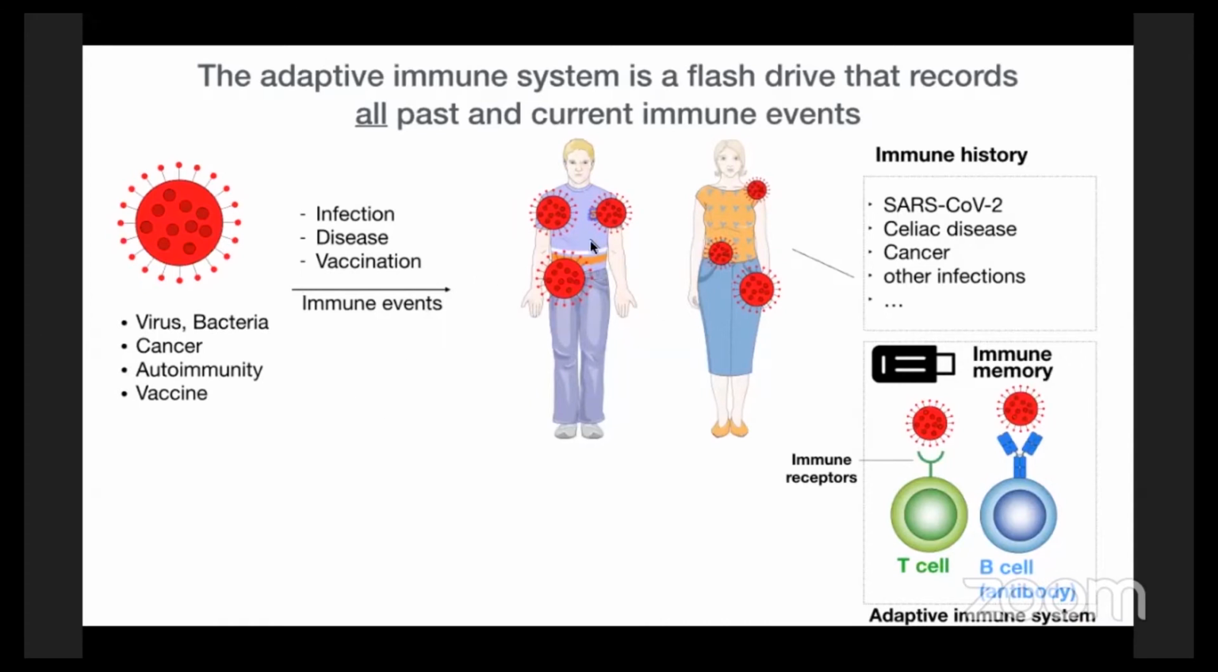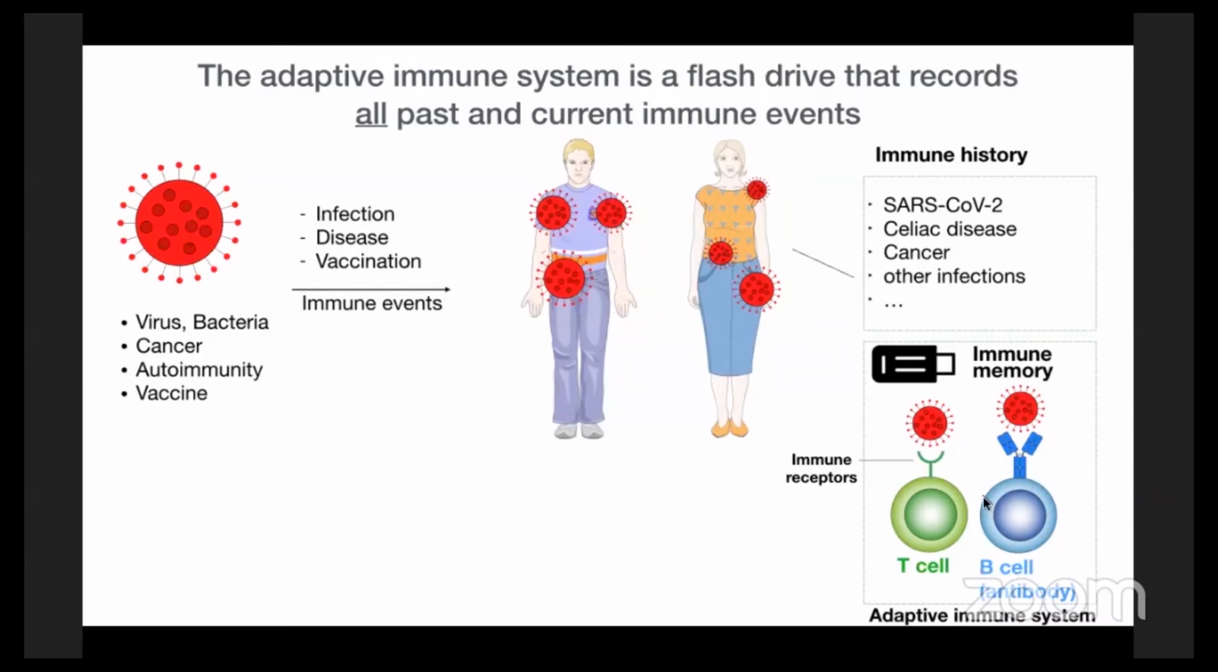So any one of us who encounters immune events over our lifetime, for example, infections, disease, and vaccination, all of these immune events, which is how I'm going to call them now, are encoded actually into our adaptive immune system as immune memory. And this immune history is specifically encoded in the immune receptors that are membrane bound to the T cells and B cells. And those receptors on the B cells are also called antibodies. And B cells and T cells together are called the adaptive immune system.